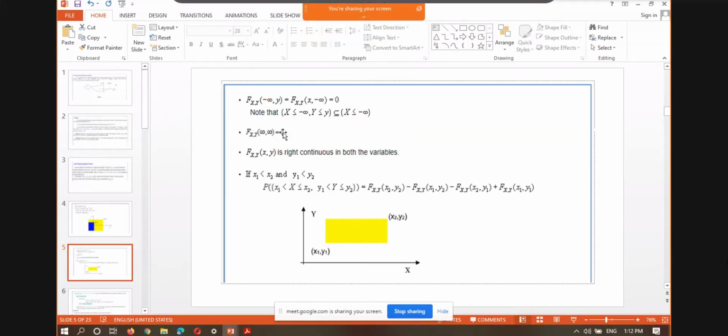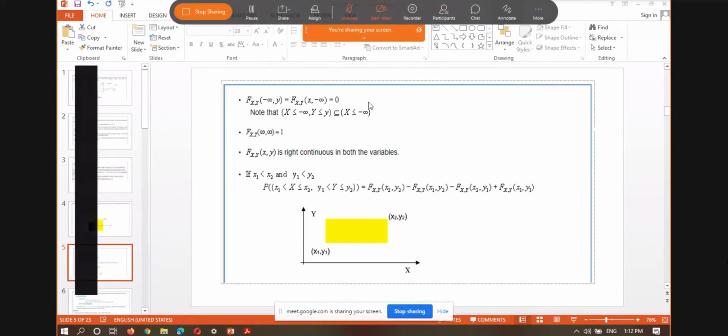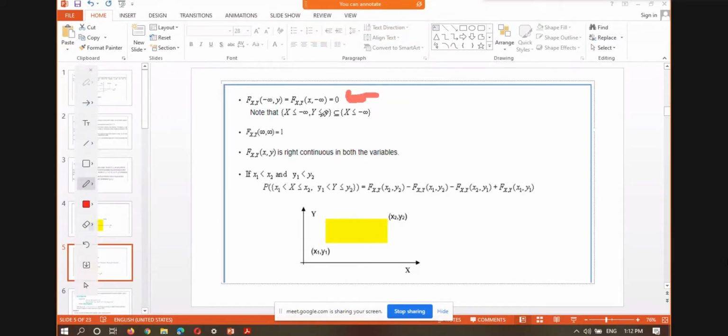And for plus infinity, the same thing we can do like this also. If both are infinity, then it is 1. So we have to remember this result: this is 0, and this, with infinity, infinity, is 1.